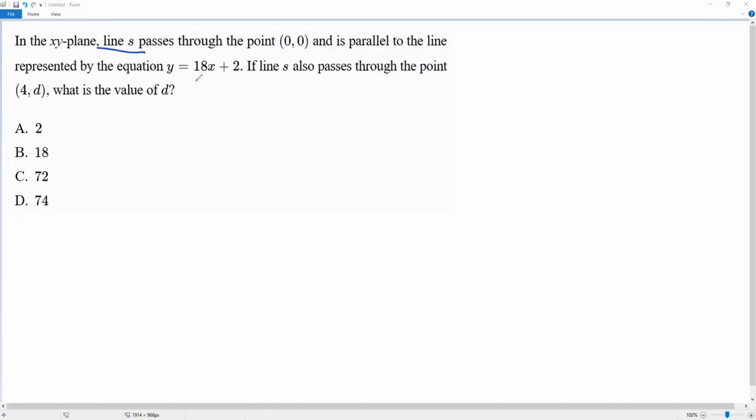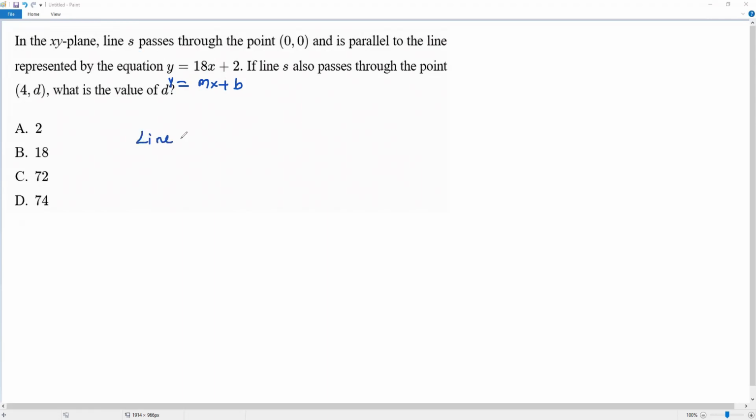Line S is parallel to the line for which we have the equation y = 18x + 2. Since line S and this line are parallel, the slopes of these two lines must be equal. The equation of the given line is in slope-intercept form, that is y = mx + b. In place of m we have 18, that is, the slope of the given line is 18. Then the slope of line S is also 18 because the lines are parallel.